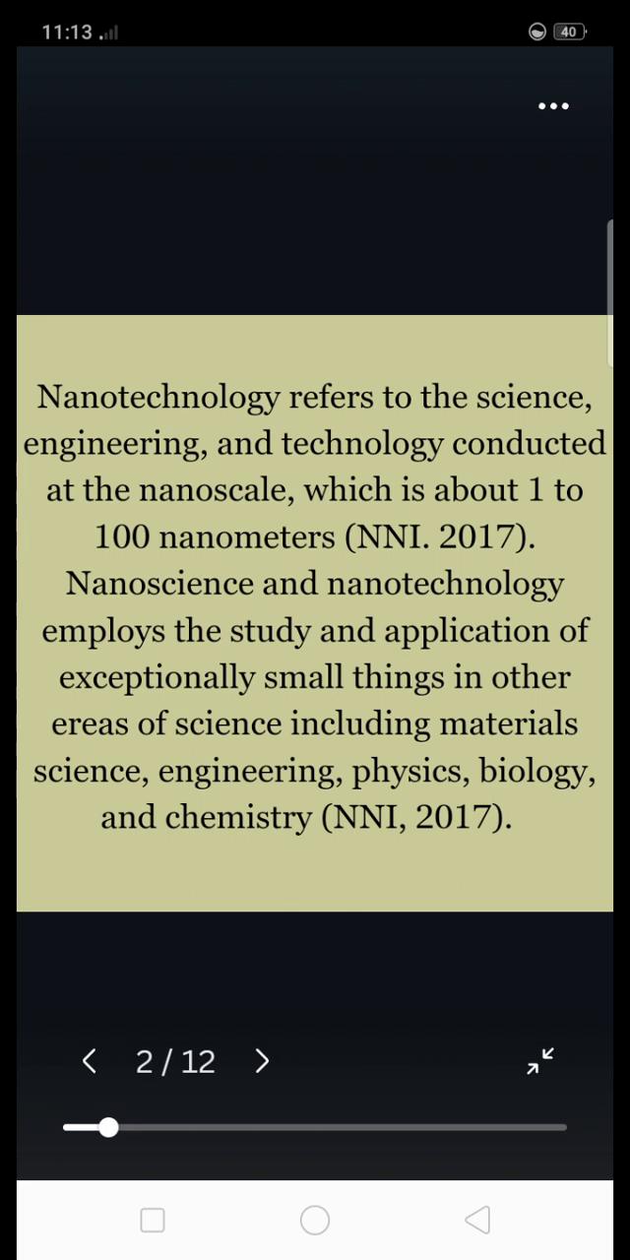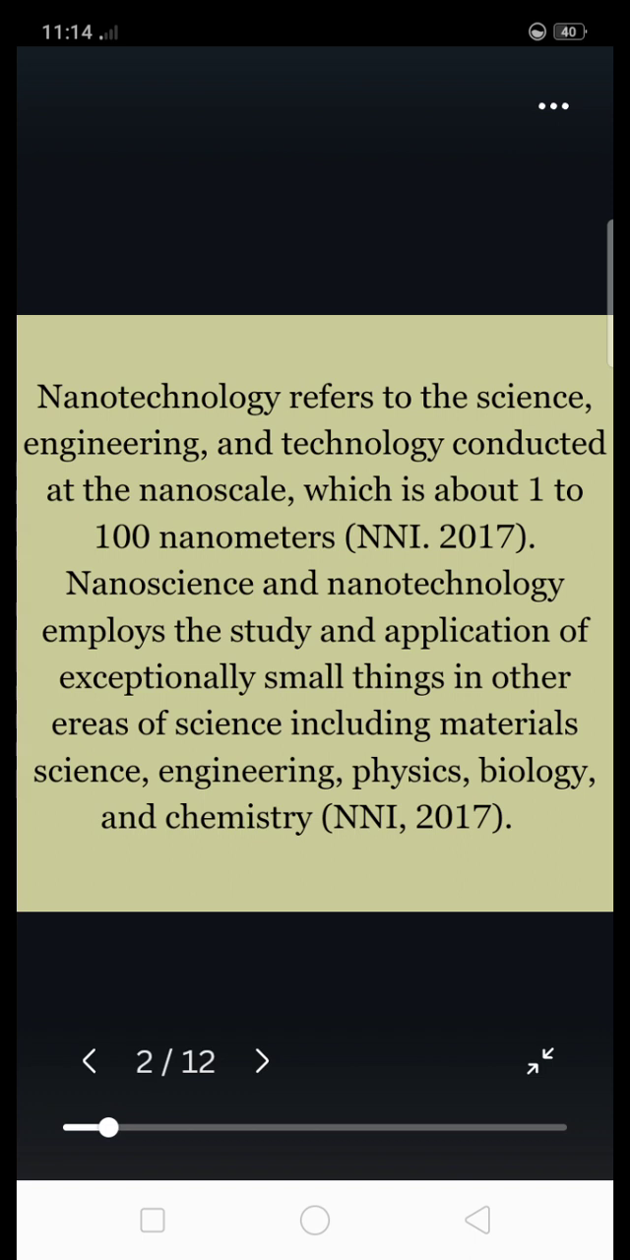The concept of nanotechnology and nanoscience started on December 29, 1959, when physicist Richard Feynman discussed a method in which scientists can direct and control individual atoms and molecules in his talk, "There is plenty of room at the bottom."